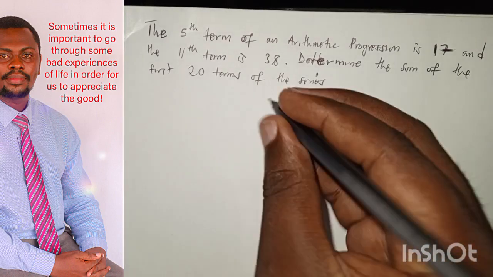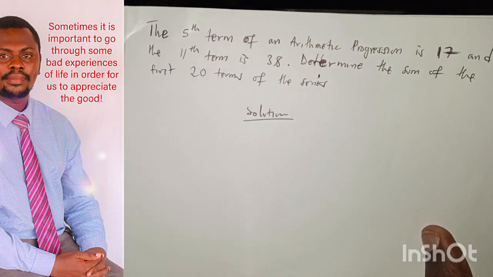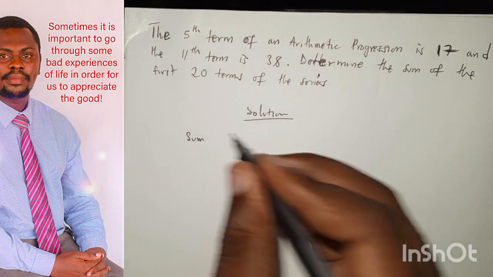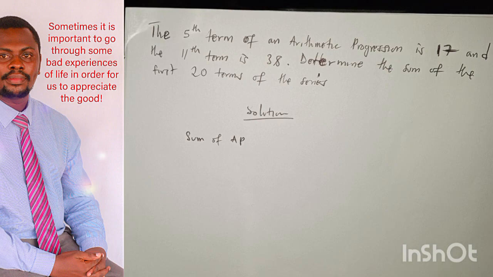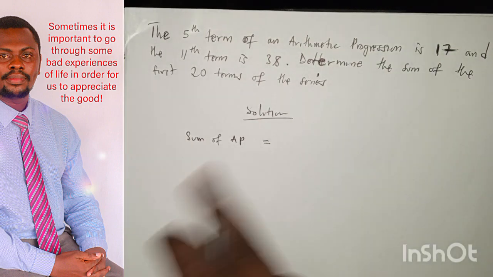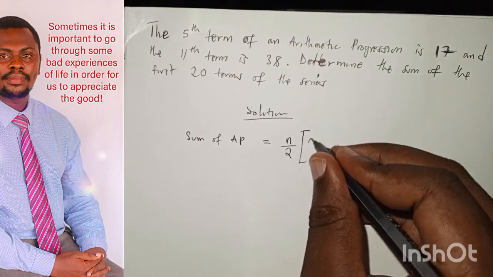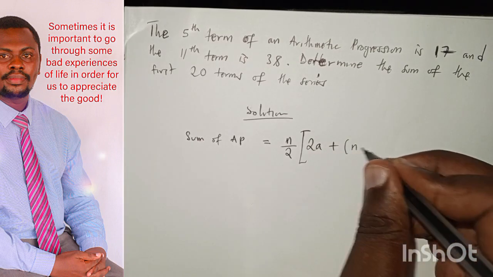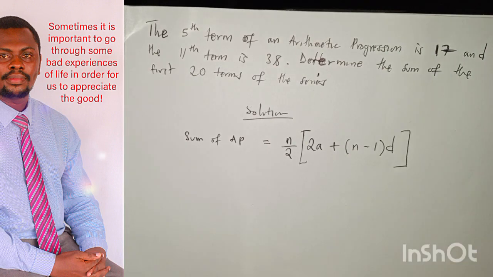So we know that, okay, solution. We know that the sum of an AP, that is an arithmetic progression, is equal to n over 2, then in brackets we have 2a plus n minus 1 d, where n stands for the number of terms, a for the first term, and d for the common difference.